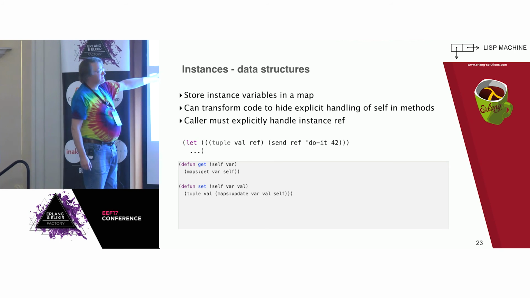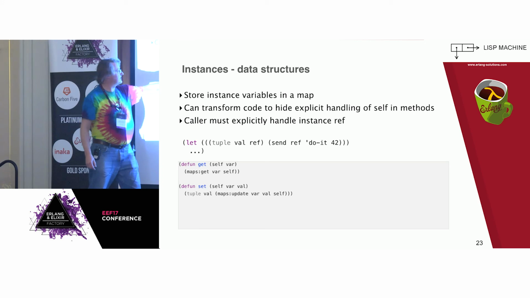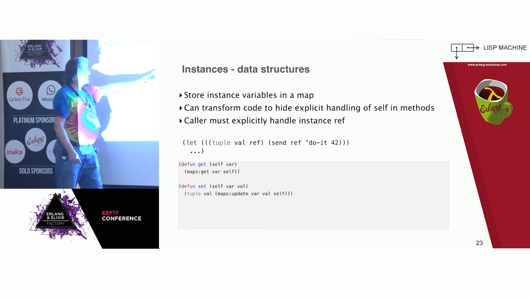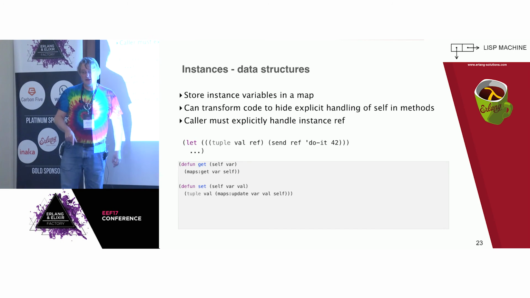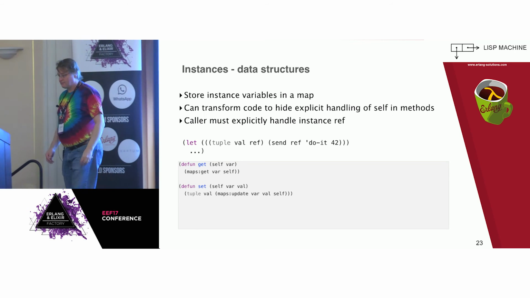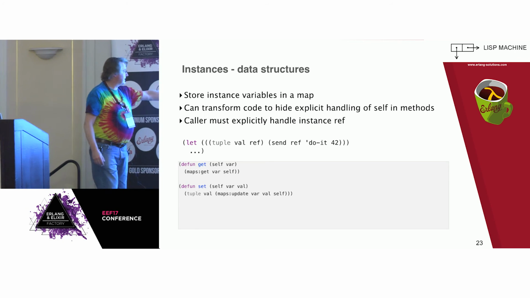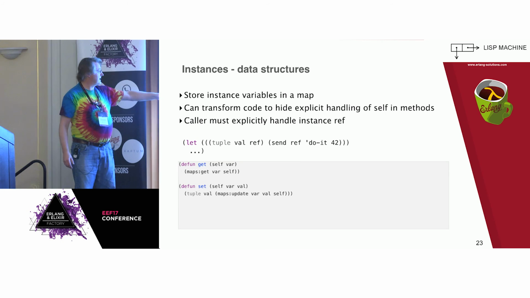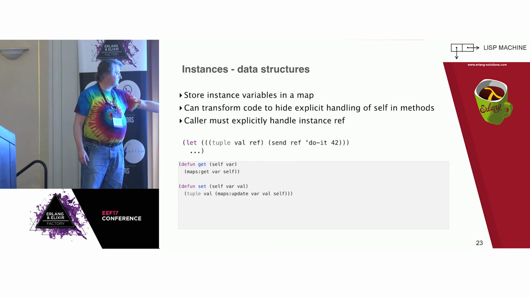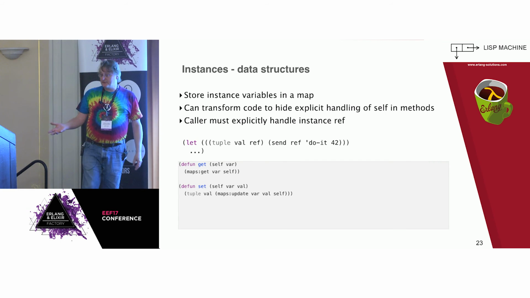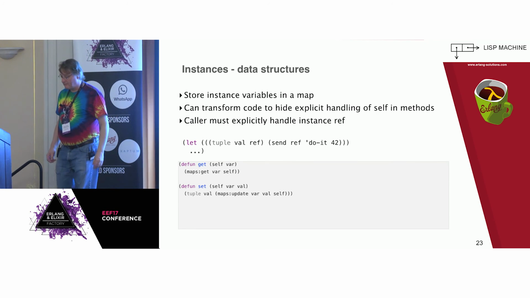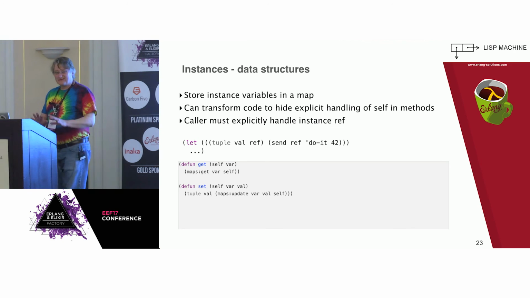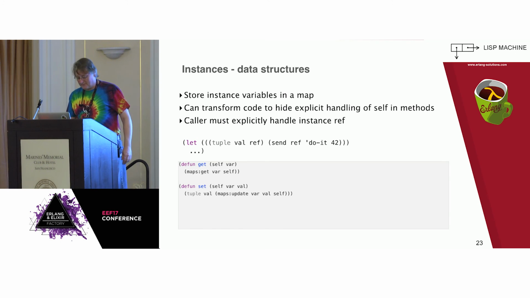But the caller must explicitly handle this. So they must do send ref do it 42, and they're going to get back a value and the new reference, which they then have to take care of and pass the new reference down. Again, this is just straight Erlang handling of data structures. The get and the set: get is just a maps get, and the set is a tuple that will return the value, which is the definition of the return value, and we've updated the map. That's fine. But none of them seem really nice, right?